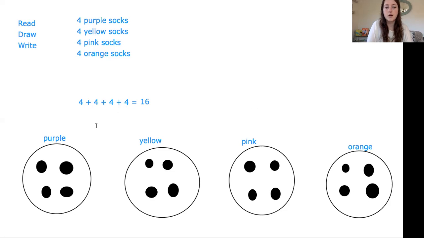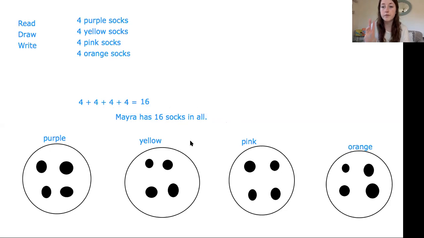So the last step of my problem is that when it says solve it, I need to write my sentence, right? That's the last step of the RDW process. I need to write it. So I'm going to write my sentence that's answering the question. So it says, how many socks does Myra have in all? I'm going to restate my question. So I'm going to say Myra has 16 socks in all. This is my sentence that I'm going to write on the bottom of my paper.